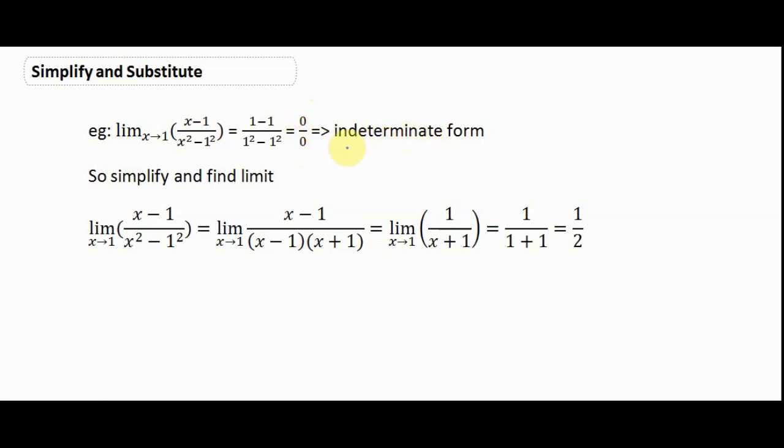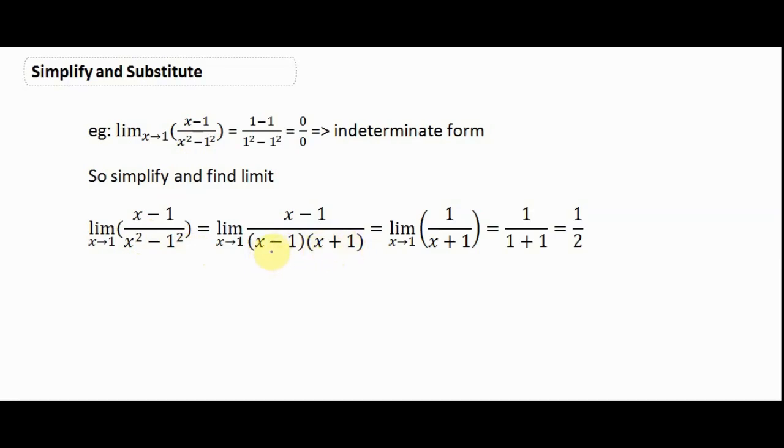Now we are unable to find out the limit at x equal to 1. So let's use simplification and substitution method. Okay, so you can write x square minus 1 square as x minus 1 into x plus 1.